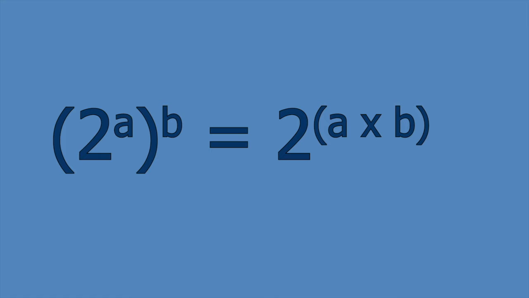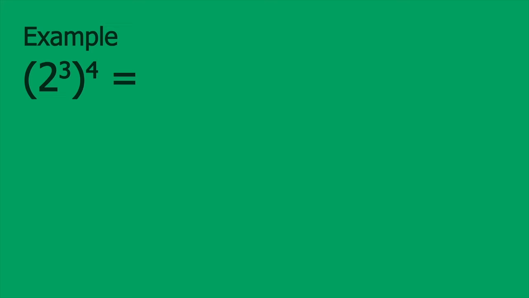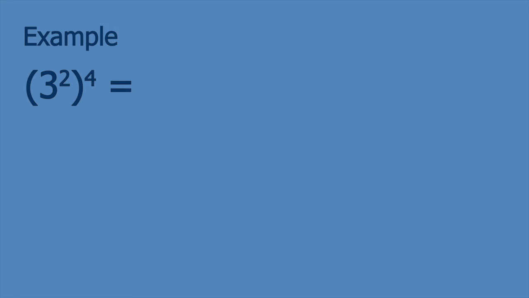And what this property is saying is that the end result, the final answer in this case, is actually 2 to the a times b. The two exponents are actually multiplied together. So, for example, if we have 2 to the 3rd power, the whole thing raised to the 4th power, by using this property, we're saying that the end result is going to be 2 to the 12th power, because 3 times 4 is 12. Or if we change the base, which we can, 3 to the 2nd power, the whole thing raised to the 4th power, is actually equal to 3 to the 8th power, because 2 times 4 is basically 8.